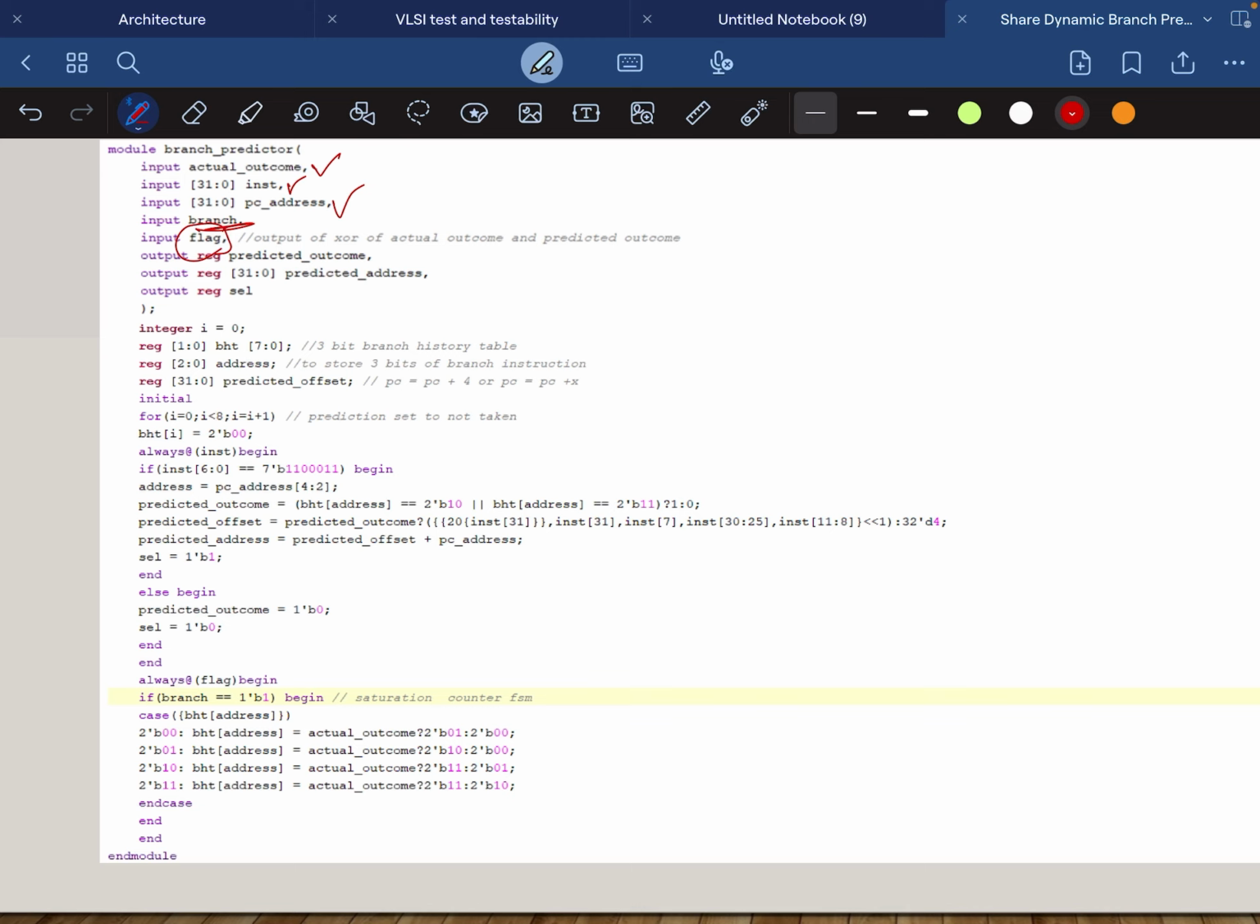Its inputs are the predicted outcome and the actual outcome. So when there is a discrepancy, this flags 1, indicating that there is a mismatch and there has to be a change in the state in the branch history table.